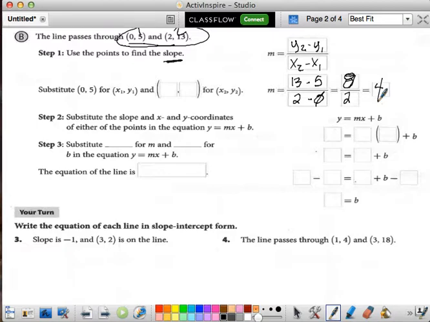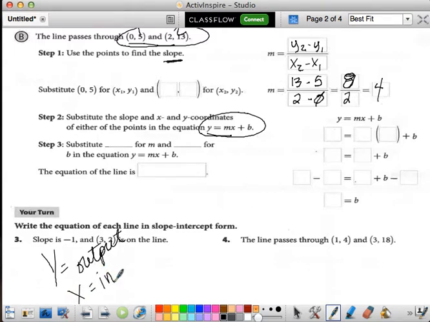And then now I'm going to substitute the slope and the x and y coordinates of either of the points in the equation y equals mx plus b. So now this is where we have to look at what each part of the slope-intercept form means. So here, I'm just writing it down here. You don't want to write in your turn area. Your y is always your output, which we've already learned. Your x is always your input.